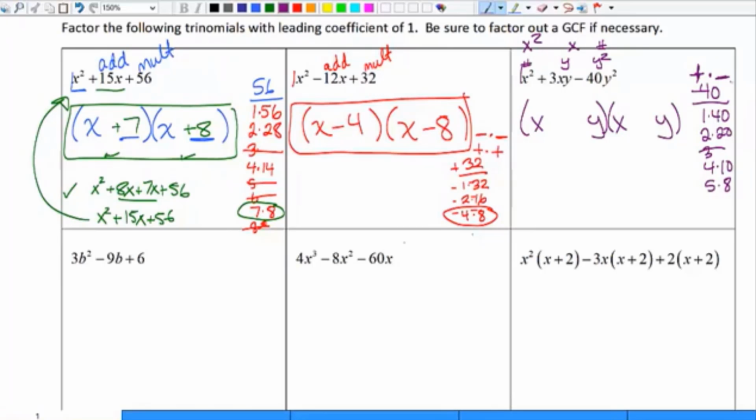So I need one positive and one negative, and I need to add to 3 at the same time that I need to multiply to negative 40. So we have the list that multiply to negative 40. Which one adds to a positive 3? Well, with one of each sign, it's going to be the 8 and the 5. To get that to be a positive 3, it's going to have to be a positive on the 8 with a negative on the 5. So we have x minus 5y and x plus 8y, and that is my answer. That can't be factored any further, so that is my complete factorization.